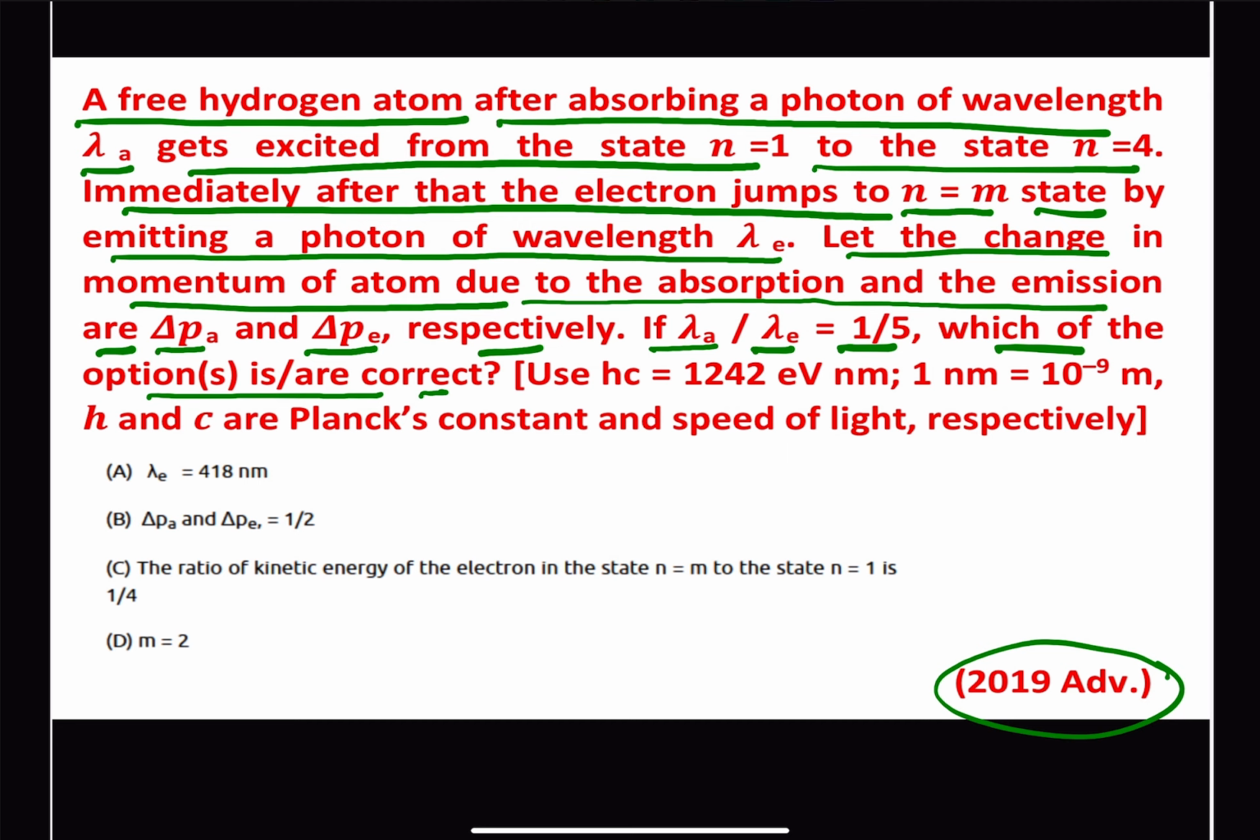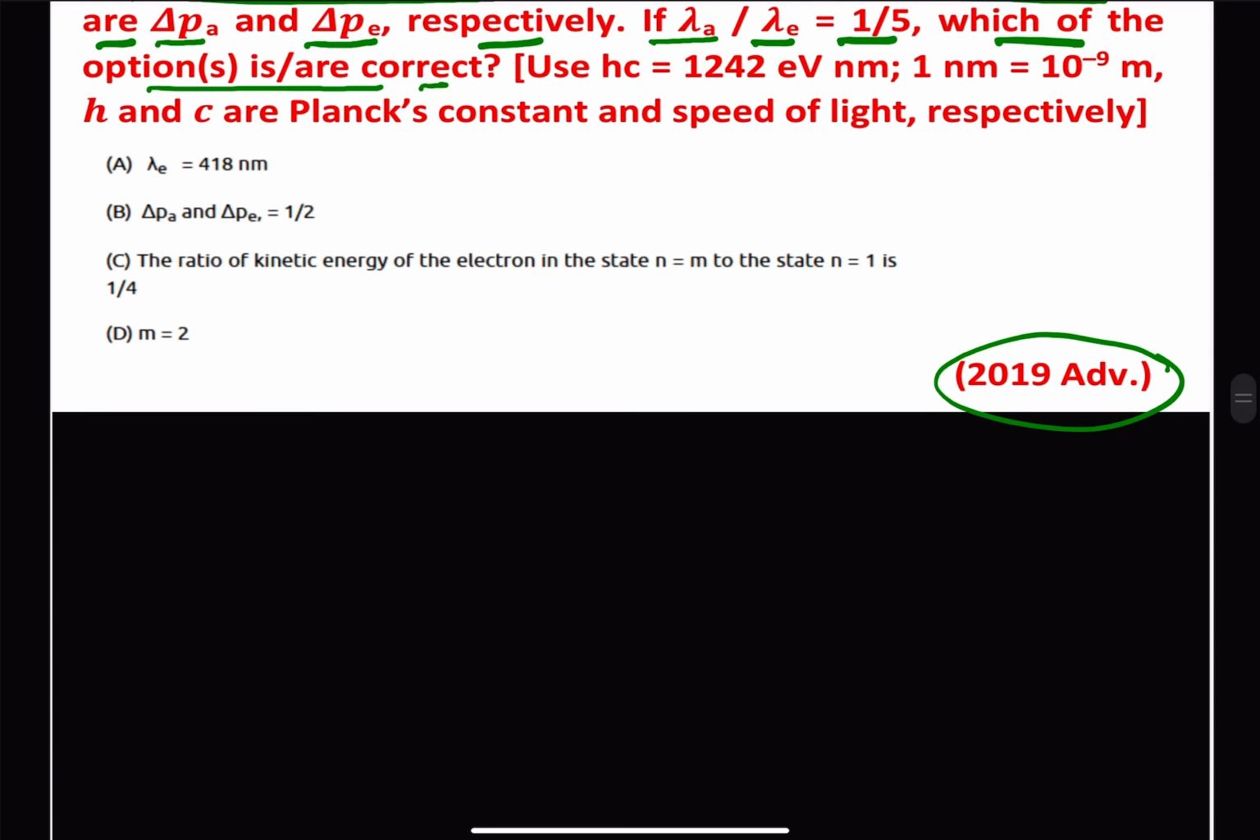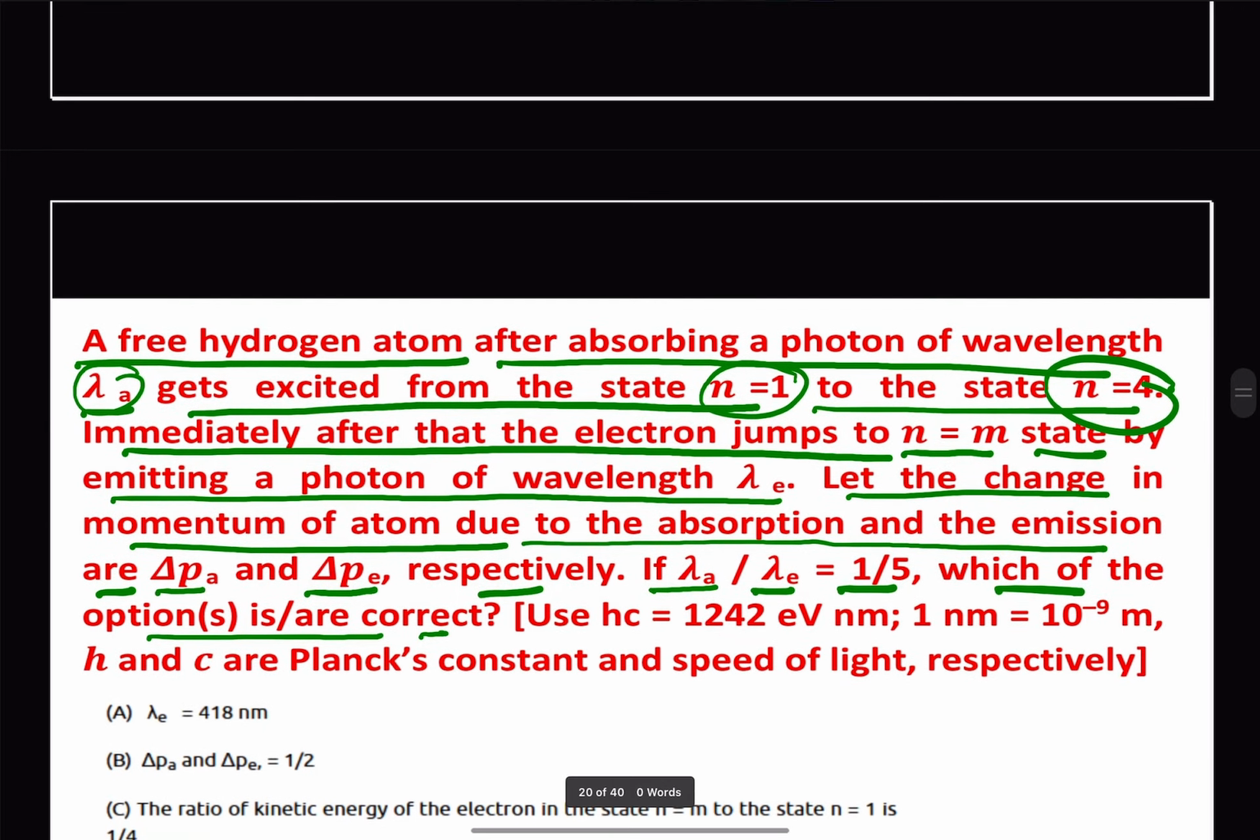So here we are given that it absorbs a wavelength lambda A and jumps from n is equal to 1 to n is equal to 4. So this is the first condition that is given to us. It states that the hydrogen atom absorbs a wavelength of lambda A, and this results in the transition from n1 to n4.